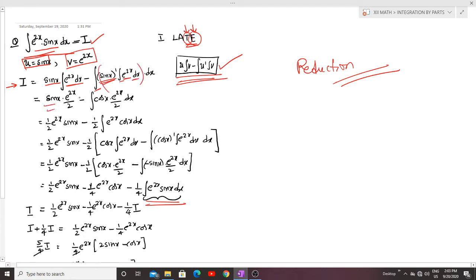So sin x into e power 2x ka integration is e power 2x by 2 minus sin x derivative is cos x into integration of e power 2x is e power 2x by 2.